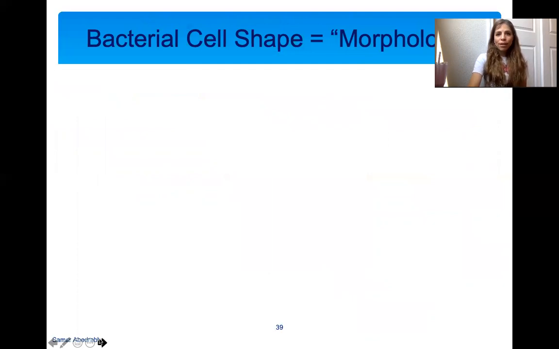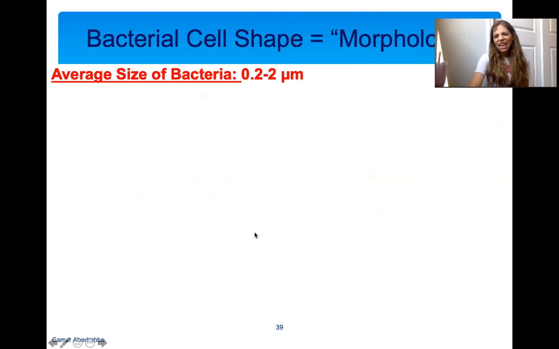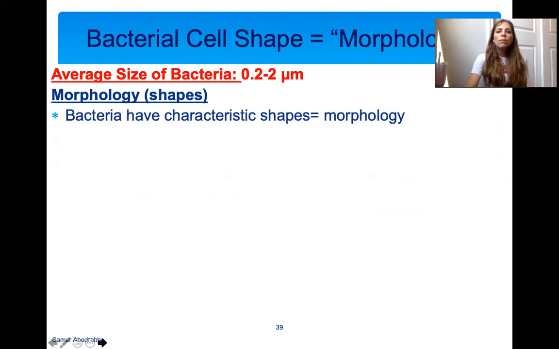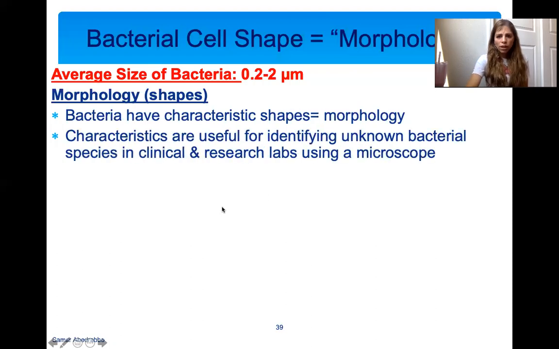And then we're going to talk about bacterial cell shape, or morphology. When we look at the cell shape of bacteria, we call that morphology in science. I just want to add a few slides here that I think are important before we end this lecture. The average size of bacteria is about 1 micron, and we talked about it in the microscope lecture, so I'm going to skip the size and go to the shapes of bacteria. Bacteria have characteristic shapes, which we call morphology, and it's important to know the shape of bacteria for clinical and research aspects.